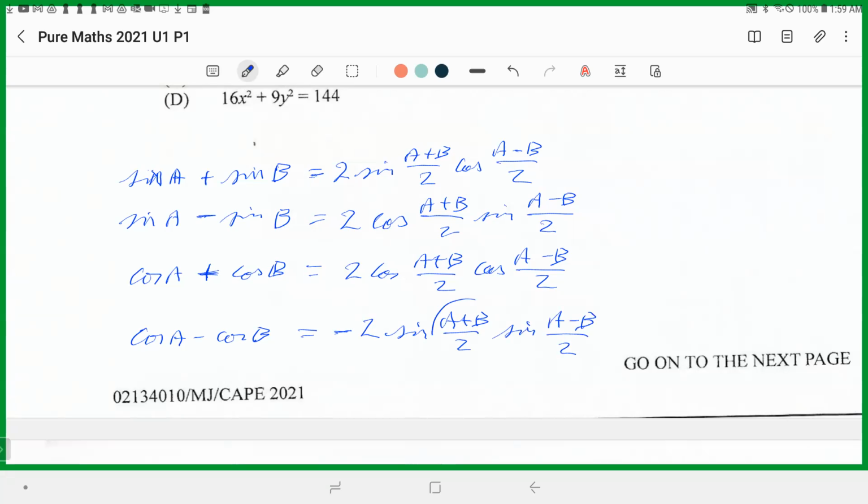So it's always half the sum, half the difference, and it's always twice. The only one that is minus twice is when you have the difference of two cos. Can't forget those things. Put those things in the head, and with trigonometry, mathematics gets easy.